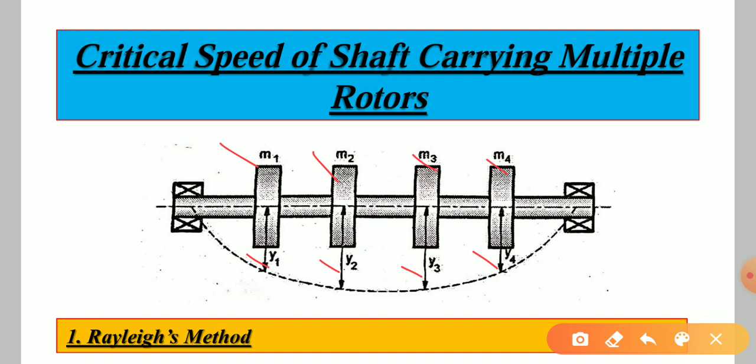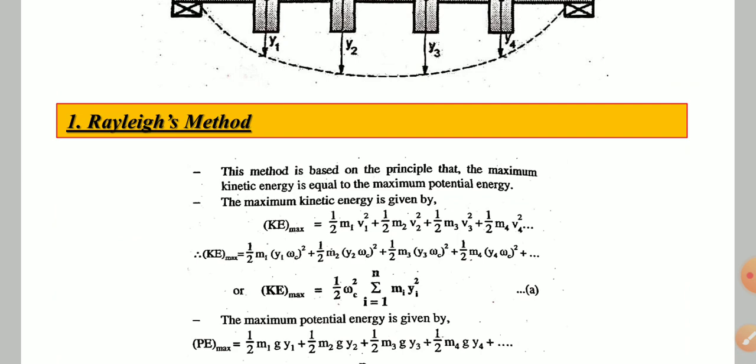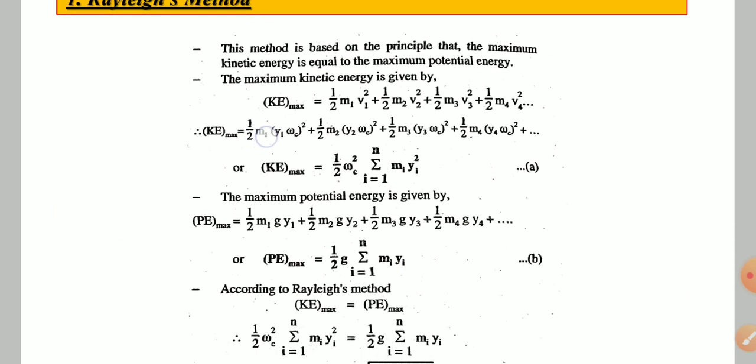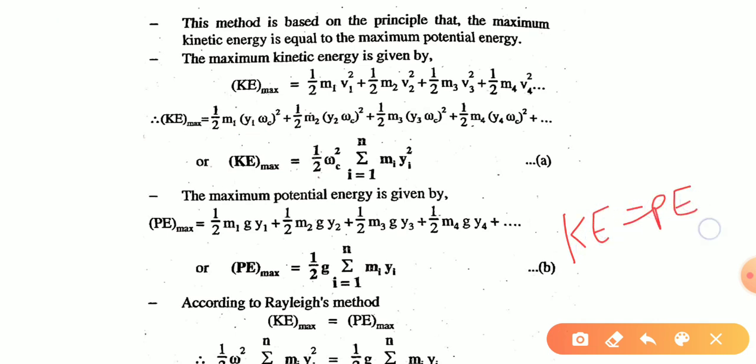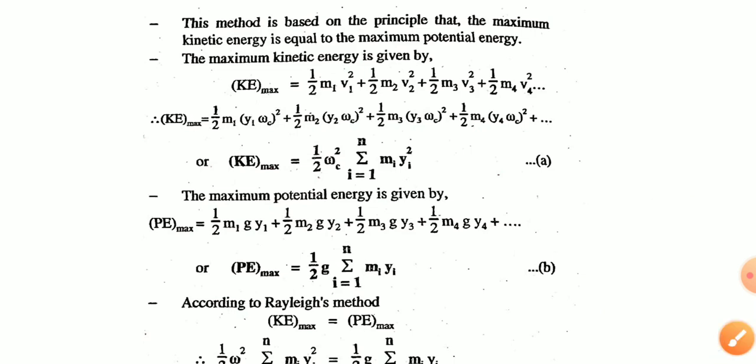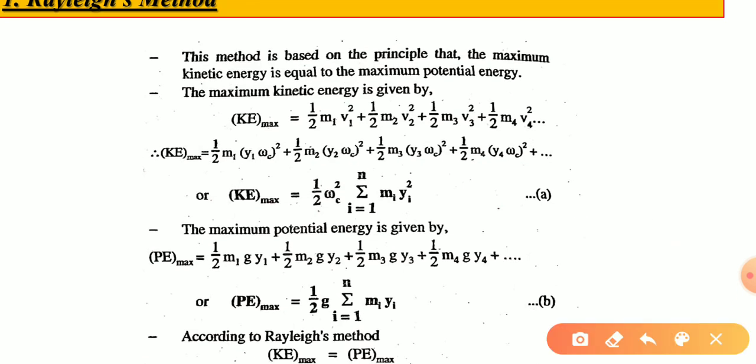The first one is Rayleigh's method. This method is based on the principle that kinetic energy is equal to potential energy, KE equals PE. The maximum kinetic energy is given by, we know that the kinetic energy is equal to 1/2 mv square.